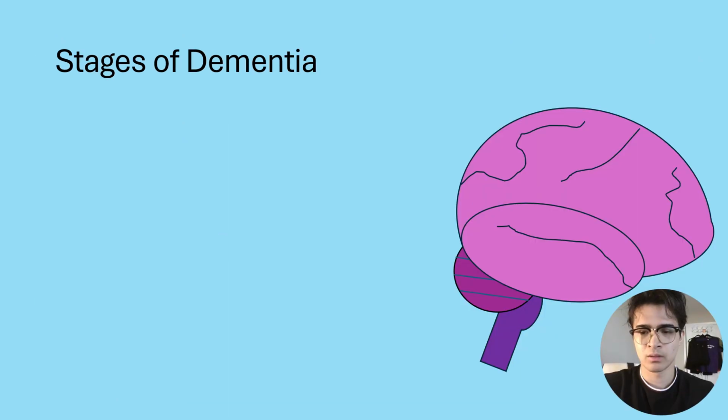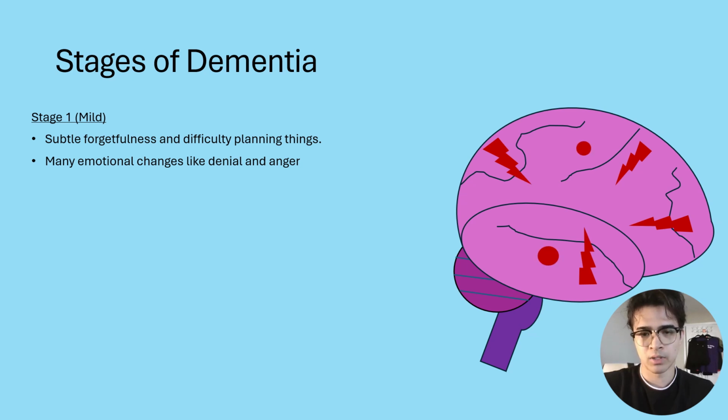So now we're going to talk about the stages of dementia. I just want you to know that this is a broad overview. If you want to look at the smaller details, I would take a look at your learner guide. Stage one is mild. This is a slight decrease in your executive function. It's subtle forgetfulness and difficulty planning things. And a client may be aware that this is happening to them, so they may have reactions like denial, anger, or frustration that this is happening to them.